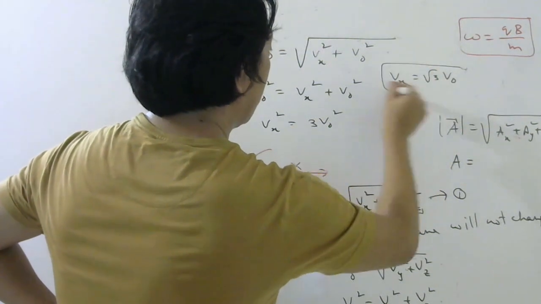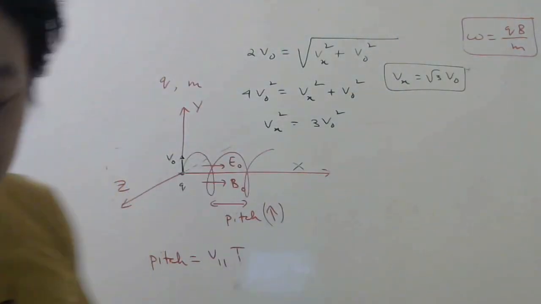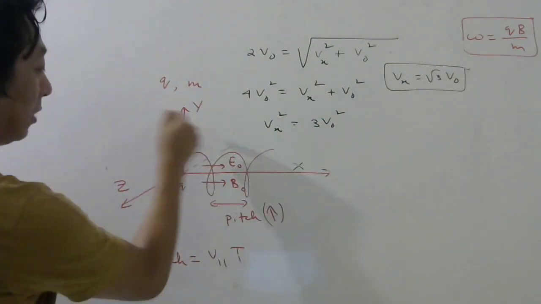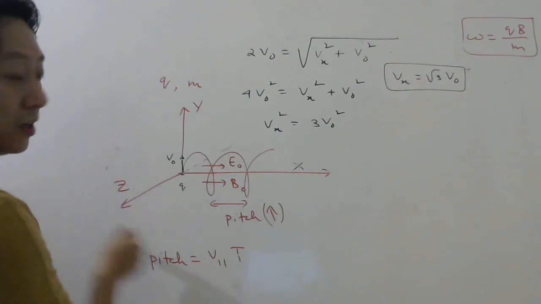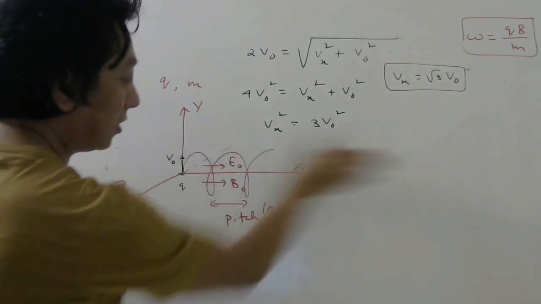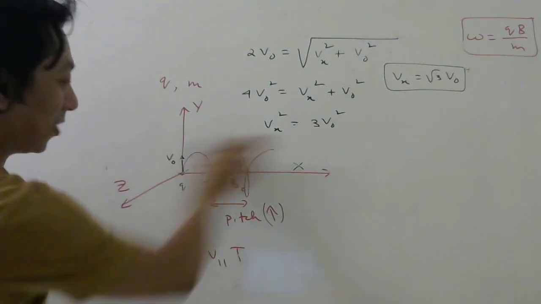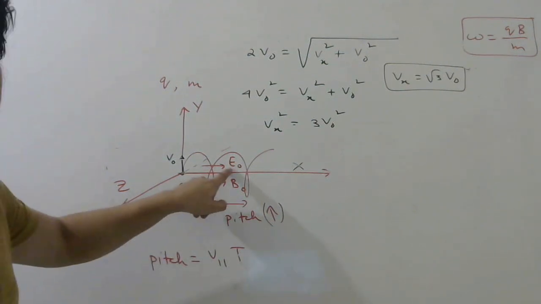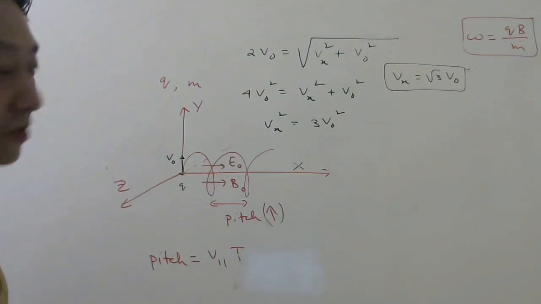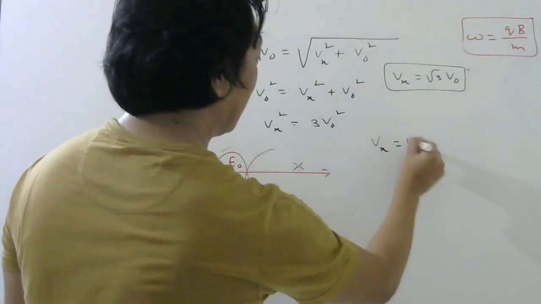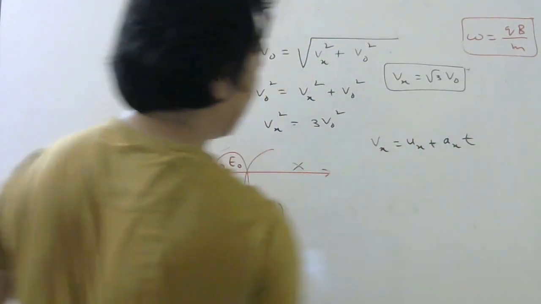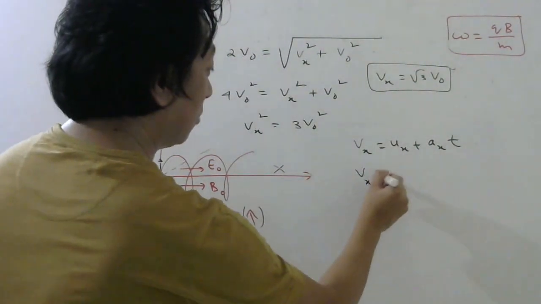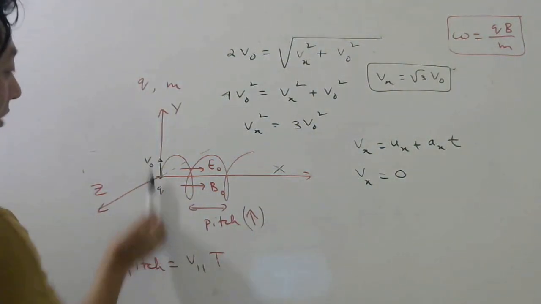So we have found something very important. Who gave this x component of velocity? Initially there was no x component of velocity, right? If there was no electric field, the particle would move only in the yz plane and never go this way. But since it is going here, it has some speed along the x-axis. Who gave it? The electric field. And since it is constant, we can use the kinematics formula. So Vx I can write as Ux plus Ax t. Vx we need to know after time t. Ux was 0 because initially the particle was thrown along the y-axis.